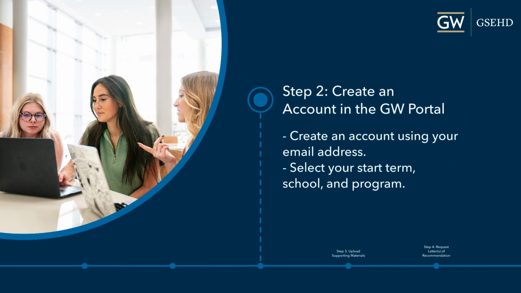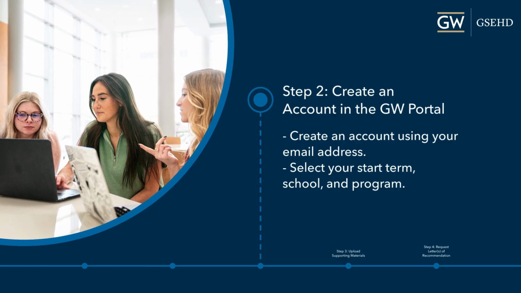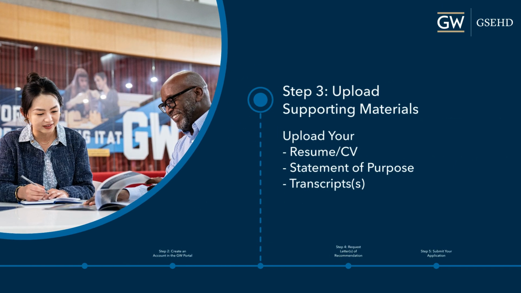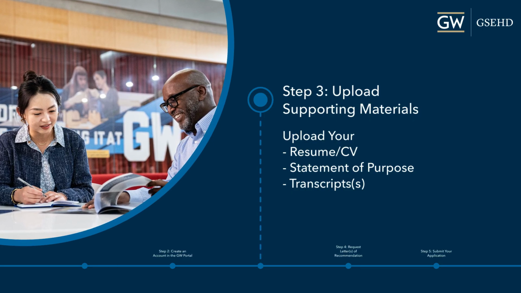Step 2. Create an account in the GW portal. Create an account using your email address. Select your start term, school, and program. Step 3. Upload supporting materials. Upload your resume or CV, statement of purpose, and transcripts.